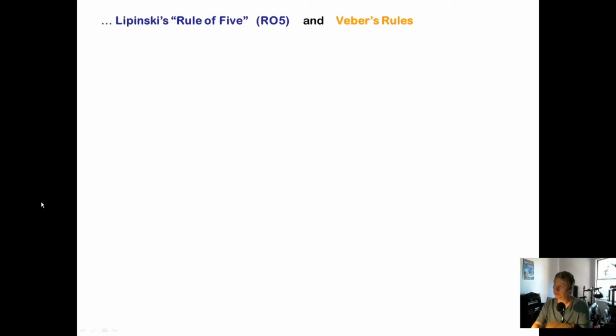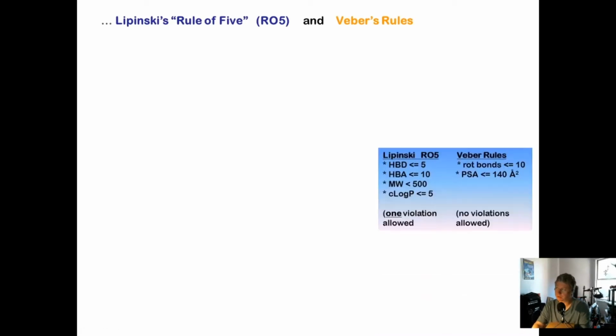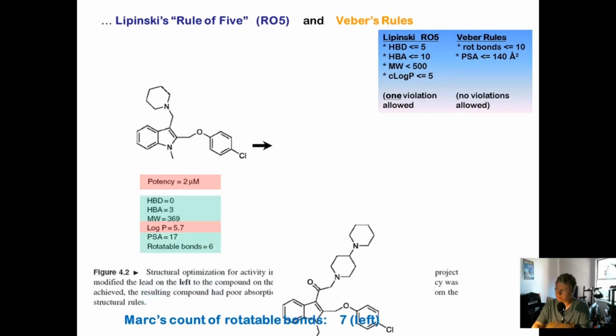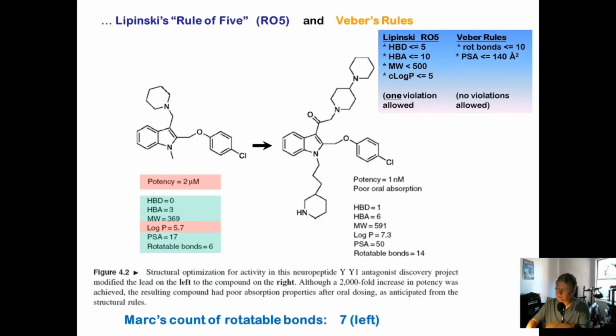Okay, so we showed this example before, and I'm not going to step through it all, but remember that we had a suboptimal drug with a pretty bad IC50, 2 micromolar, and that it had good oral bioavailability predicted by Lipinski rules and Weber rules, and that's what we showed, maybe a couple lectures ago.